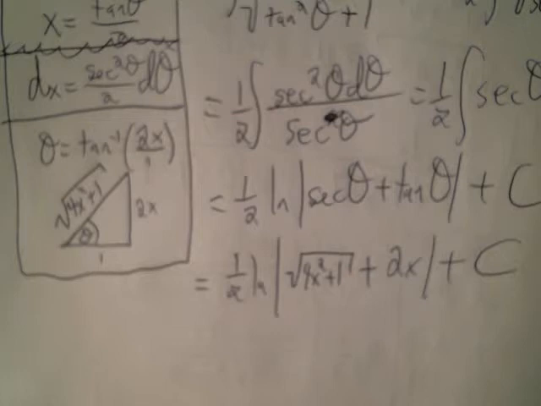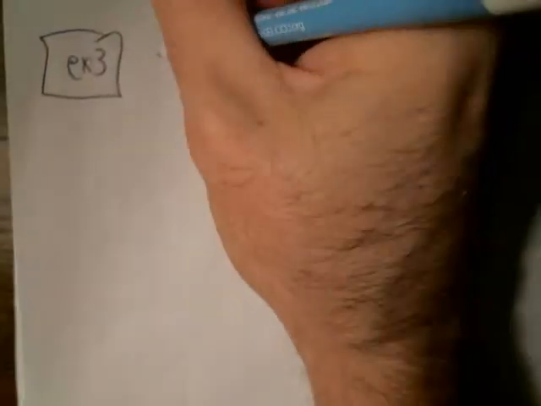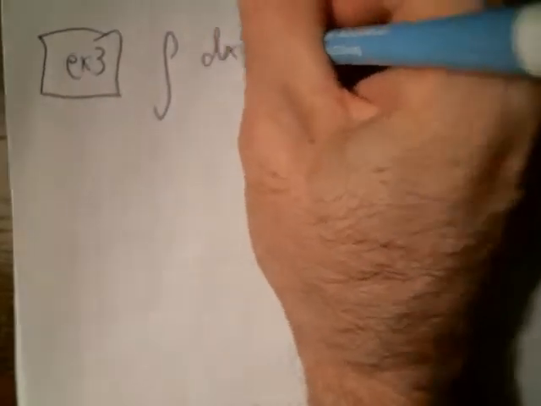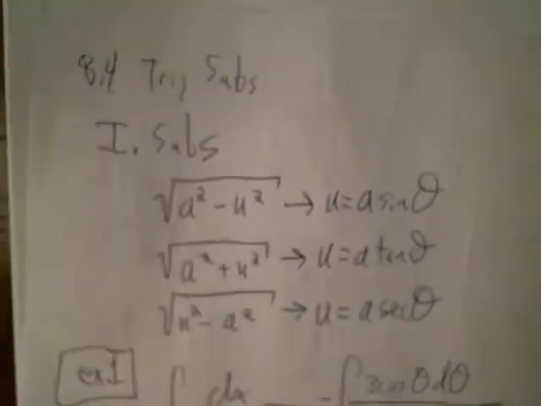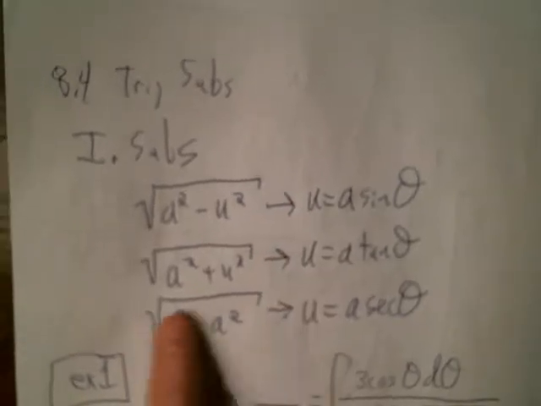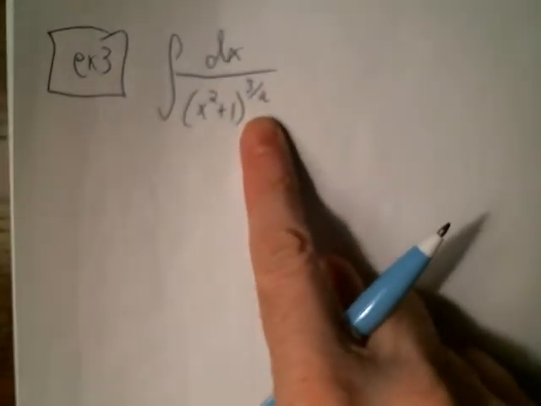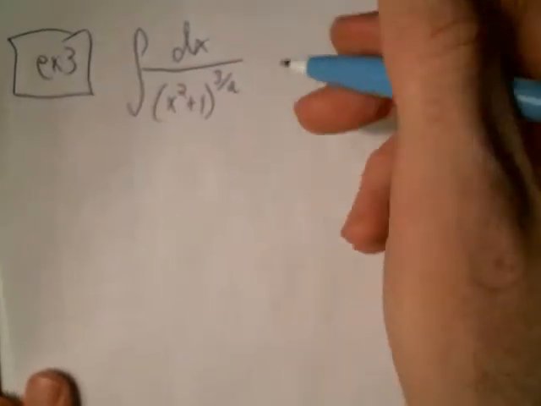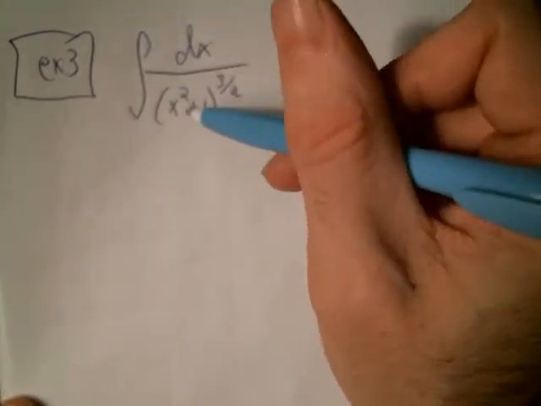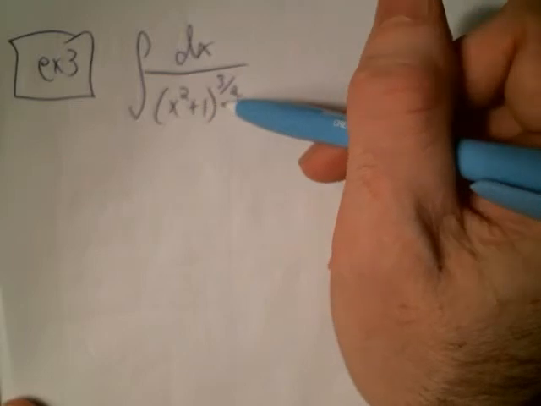Okay, let's look at example 3. They want us to figure out the integral of dx all over (x squared plus 1) to the 3/2. This doesn't look like it conforms to our substitutions, right? I'm not seeing a square root anywhere, but it's there. 3/2 is basically this thing cubed, but then the square root of it. So there is that form involved. We have the a squared plus u squared form, or u squared plus a squared in this case.